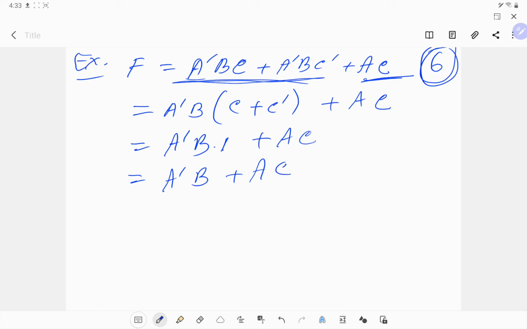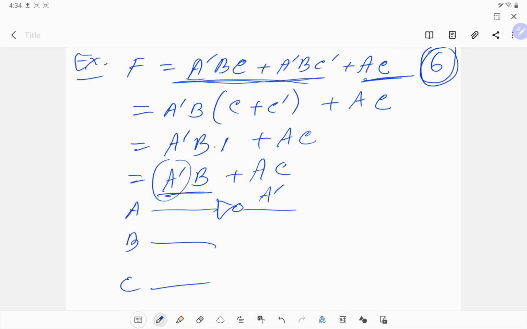Can we simplify it more? A prime B plus AC, distributive, no. Associative, commutative, De Morgan, no. Okay, I think this is the simplified one, and we want to draw the circuit now. Each of 3 variables A, B, C. We need A prime, then we need an inverter.